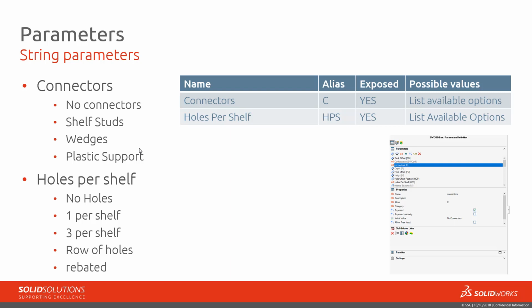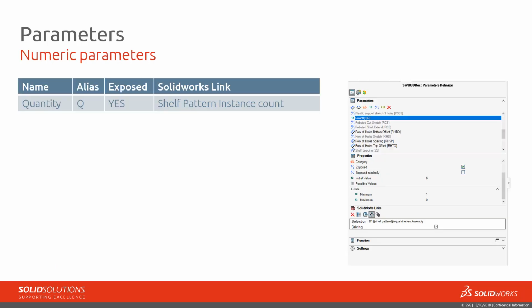In terms of whether they're exposed or not, that is whether they're visible on the SWOOD menu to control externally once dragging and dropping the SWOOD box into the SWOOD frame. In terms of possible values, we just list the various options that we'd like to define as this parameter.